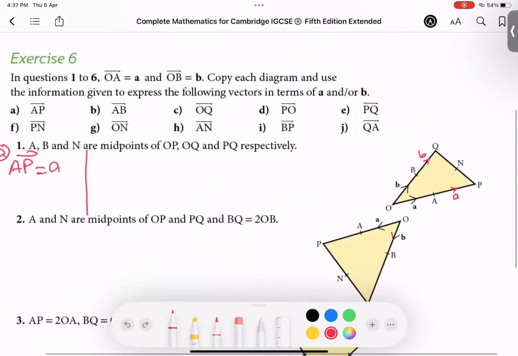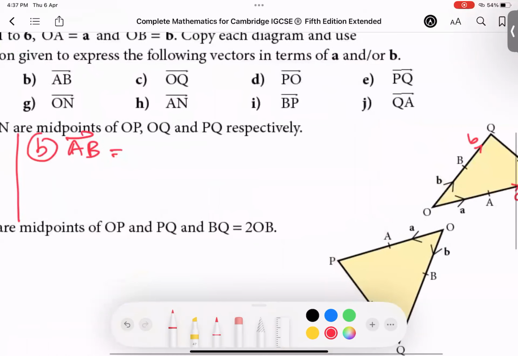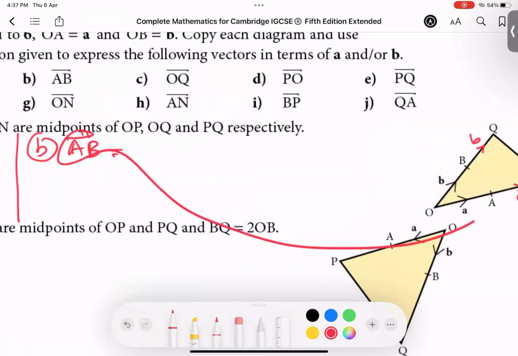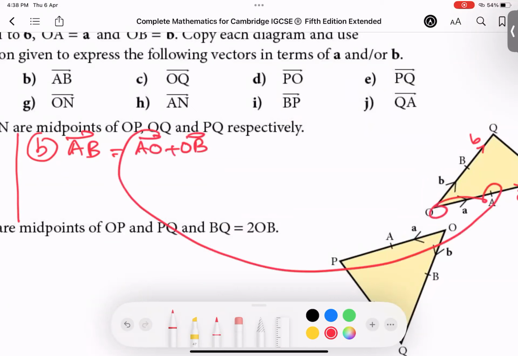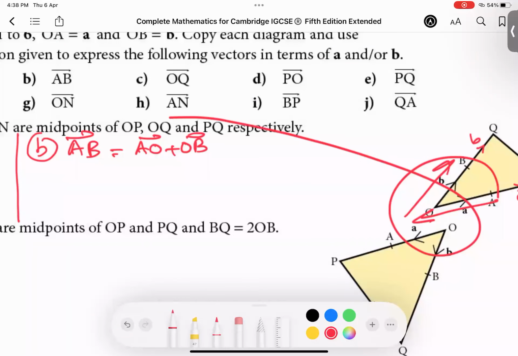So I am writing AB. Look at the B part I am doing now. AB vector is my concern. And what to write, students? Path writing, starting from A, ending at B. So path writing is A to O plus O to B. I repeat, starting from A, ending at O, this is called A to O, then O to B. I believe it is clear.